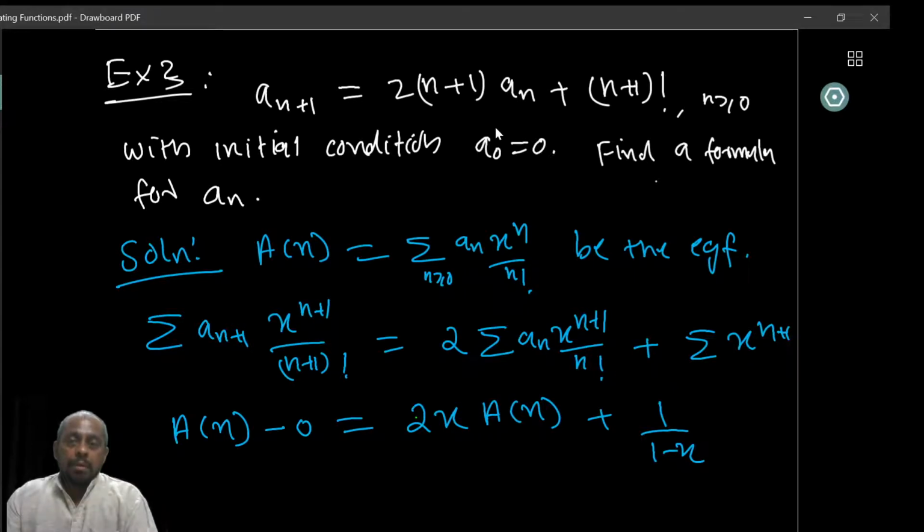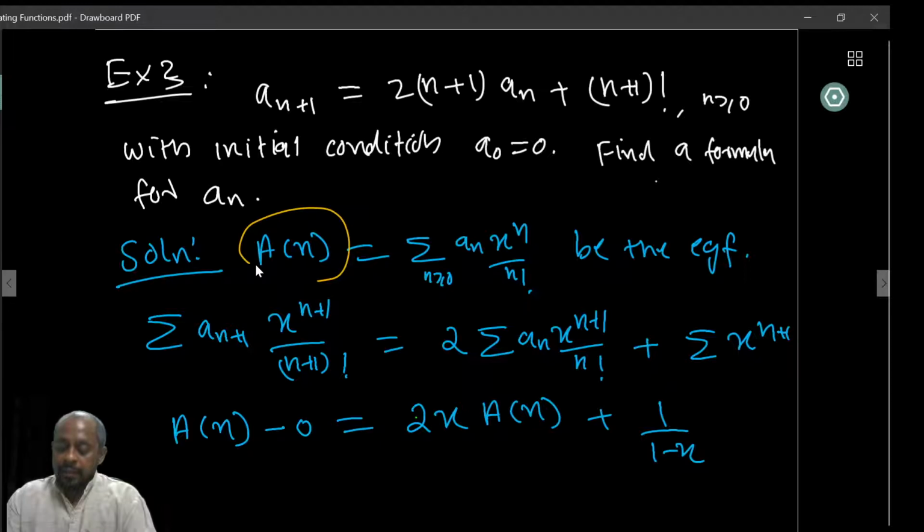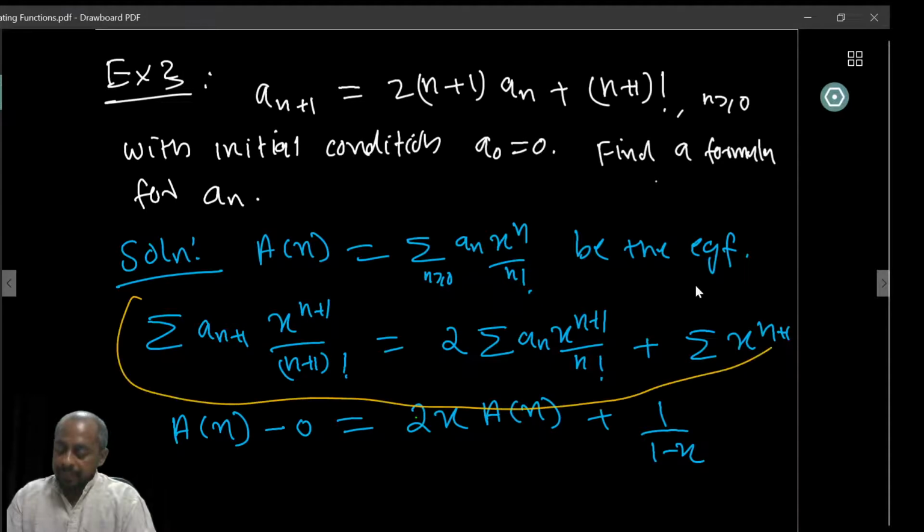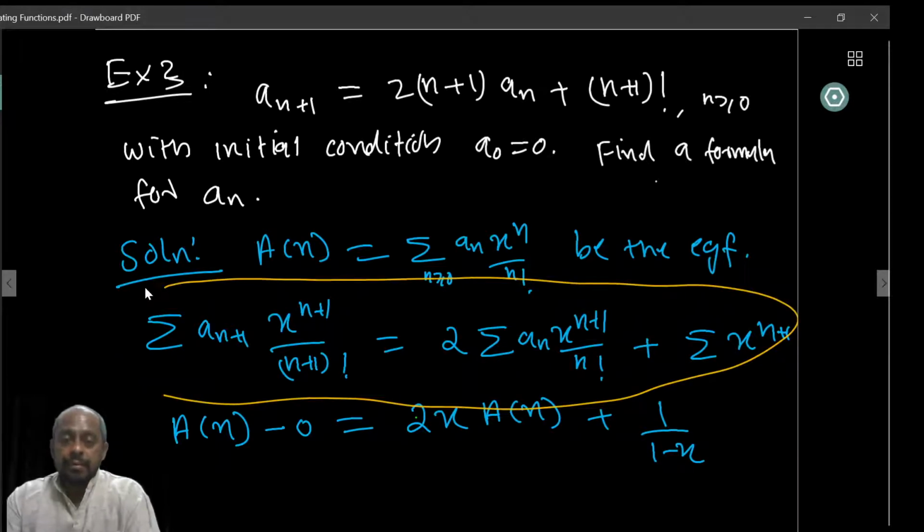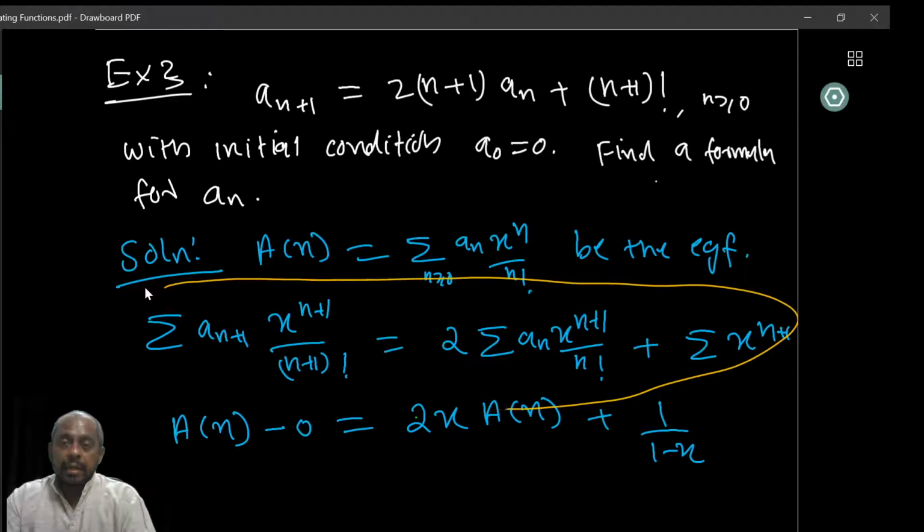So as usual, we take A(x) as the summation of a_n x^n by n factorial. Always remember that you are looking at x raised to n by n factorial, the exponential generating function. Now again, multiplying by x raised to n plus 1 by (n plus 1) factorial on both sides, and summing over all n, you will get this. Right? This is direct.